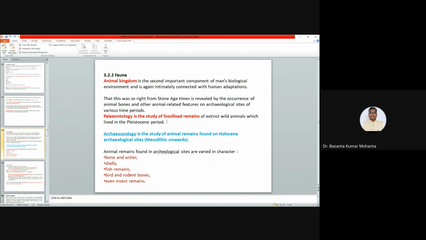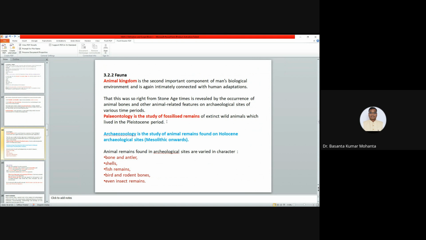We are discussing that during Paleolithic time, human beings were depending on a hunting and gathering economy. Hunting means they were hunting different kinds of birds and animals. So it helps us understand which kinds of birds and which kinds of animals were present during prehistoric time.